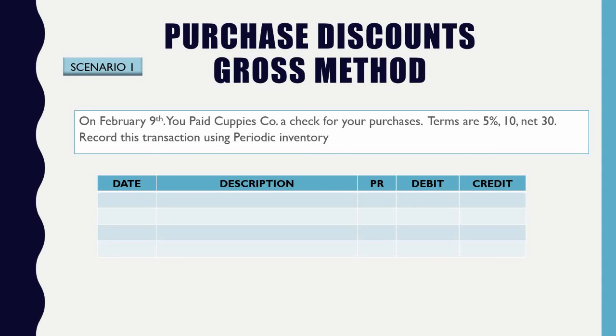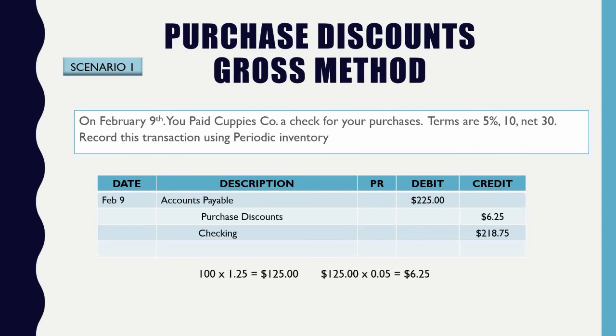5% within 10 days or full price at 30. Okay. So if I made my purchase of this inventory, and they sent it to me on February 1st, if I decide to pay on the 9th, did I fall within the discount period? Yes, you did. All right. So we're going to recognize that we're going to make our payment.